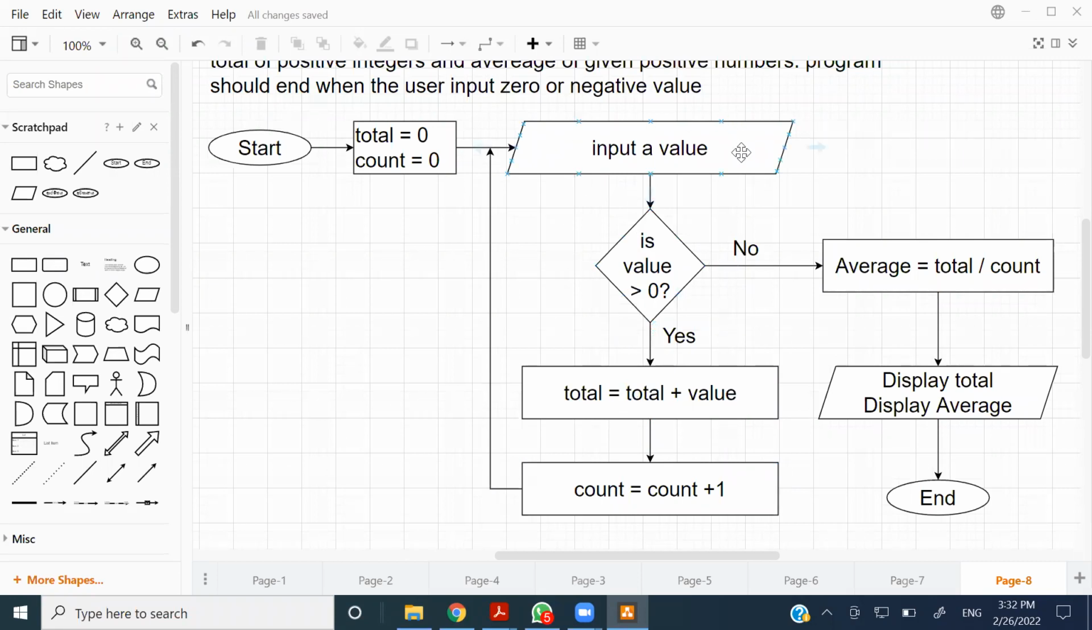So, let's think I input 10 here. Then it's one number, so the total becomes 10 and my count becomes 1. Then if I calculate the average, 10 divided by 1. Then the next number I input is 20. 20 is added to the total, so 20 plus 10 is 30. The count is 2. Then again we calculate the average, 30 divided by 2, 15.